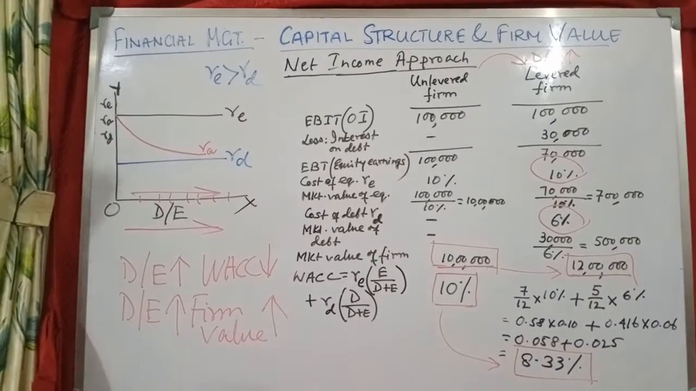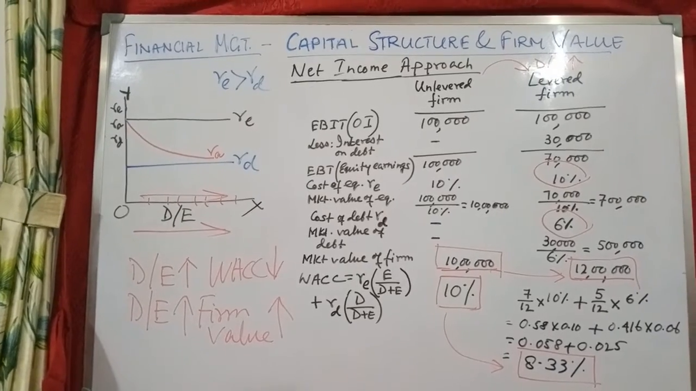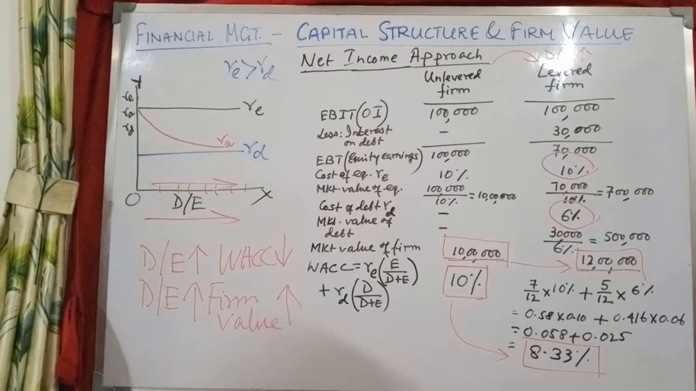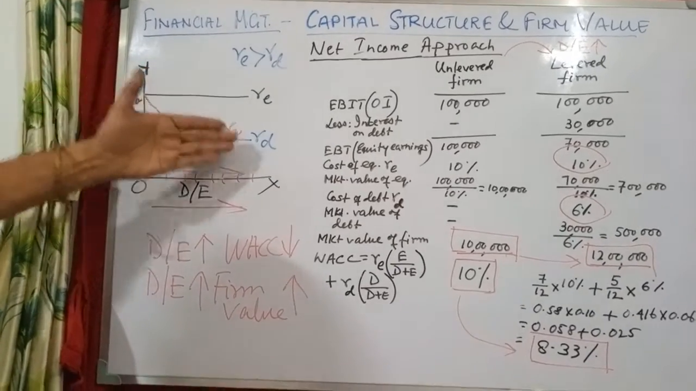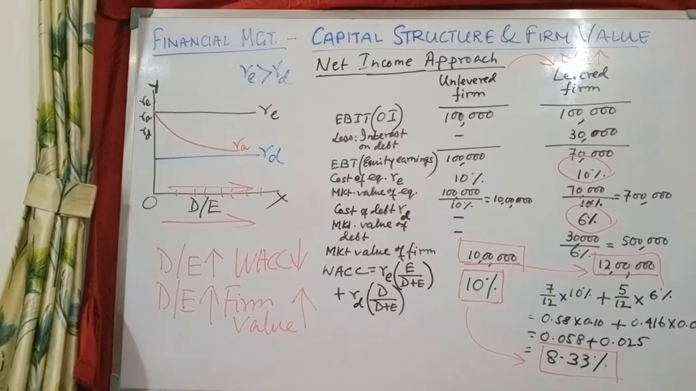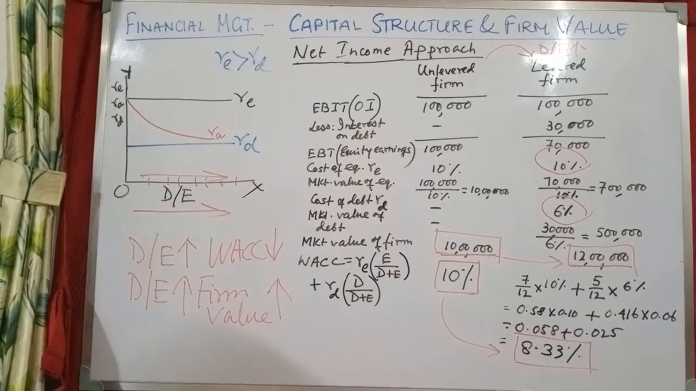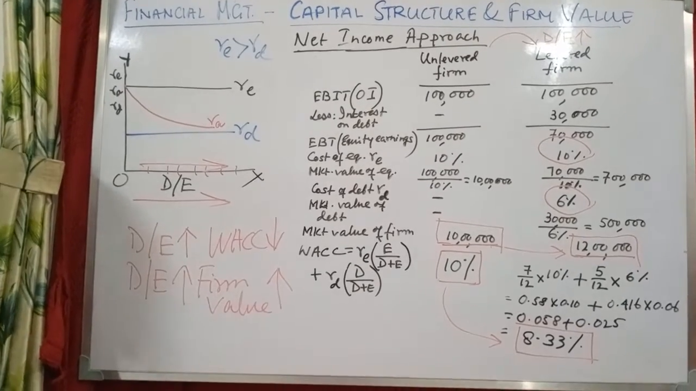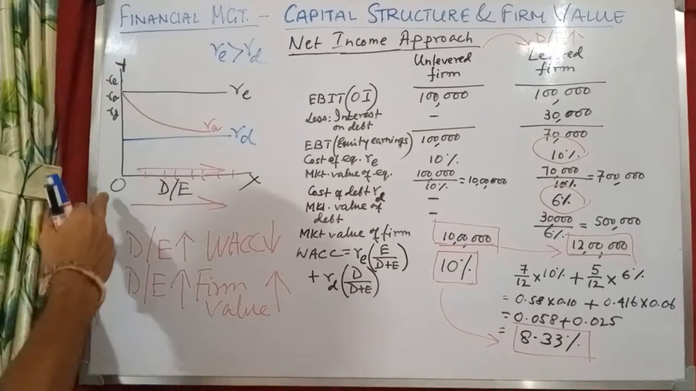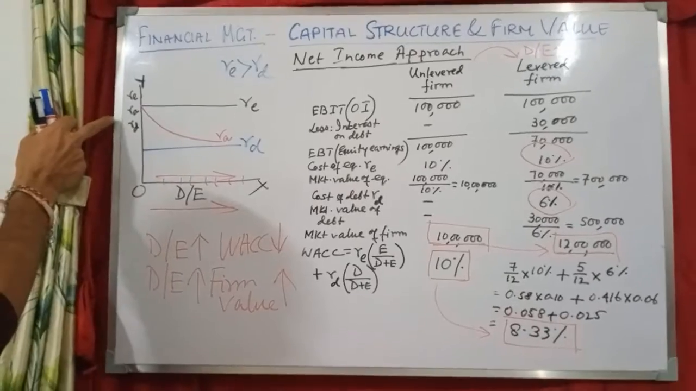Now this is the diagrammatic representation of the relationship between debt equity ratio and weighted average cost of capital, RE and RD, cost of equity and cost of debt. We have considered constant cost of equity, that is RE, and constant cost of debt, that is RD. On the x-axis we have taken debt equity ratio, and on the y-axis we have taken cost of equity, weighted average cost of capital and cost of debt.